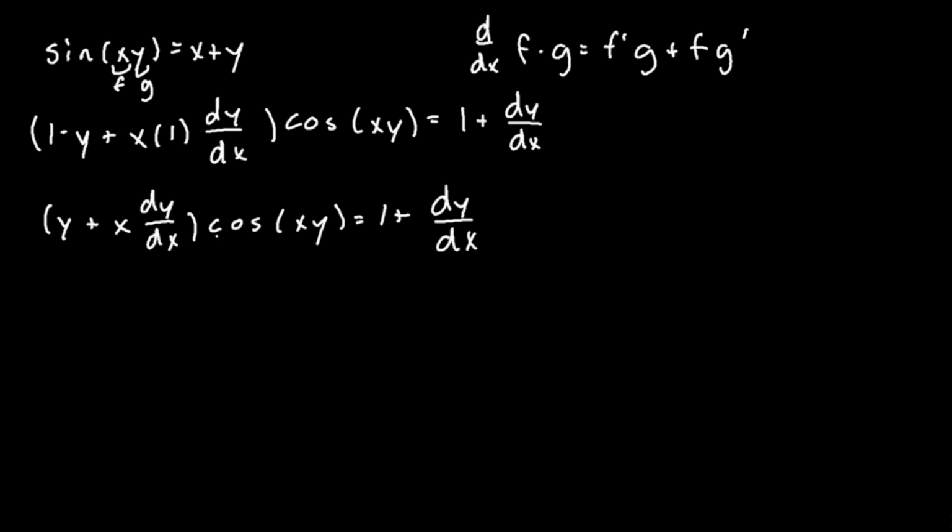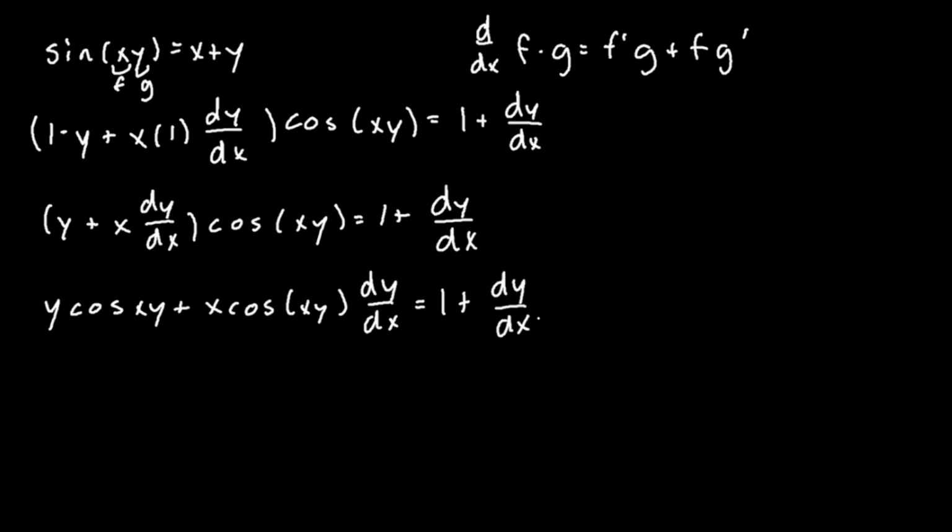Now, what can we do? Well, we must distribute this cosine value. We have y cosine of xy plus x cosine of xy times dy over dx is equal to 1 plus dy over dx. Now, most of the time on tests, your implicit derivatives will look like this.